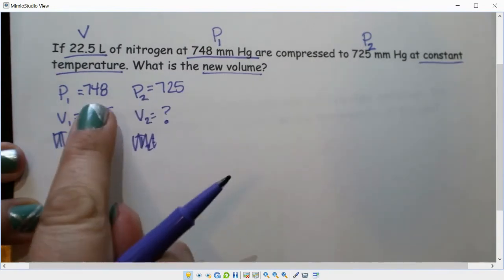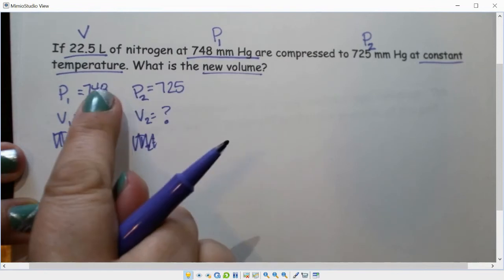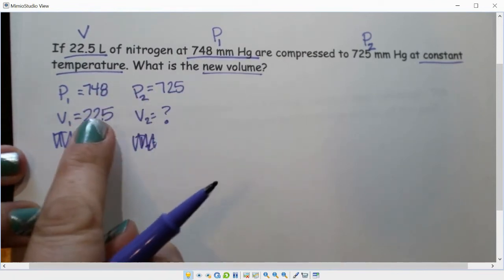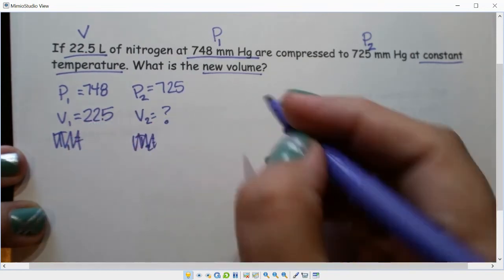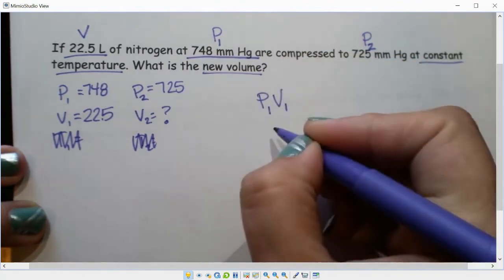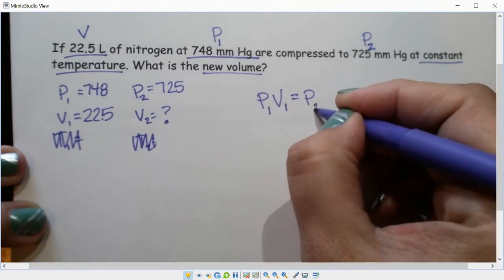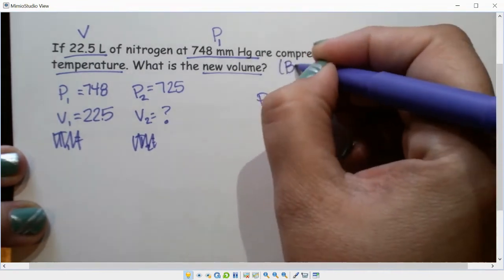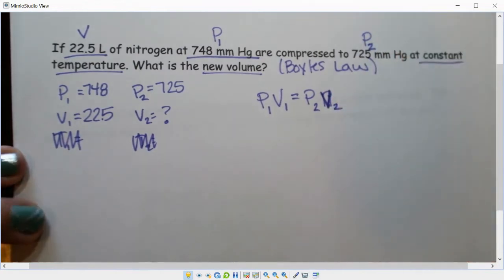And again, it doesn't matter what unit of pressure you're in as long as they are the same. So if one of these is millimeters mercury, the other one has to be millimeters mercury. Same thing with the volume. If this starts in liters, that's what I'm going to be solving for in liters. So if I go back to my equation, if I'm holding temperature constant, I'm going to ignore that, and I end up with P1V1 equals P2V2. This is Boyle's law, the one that holds temperature constant.